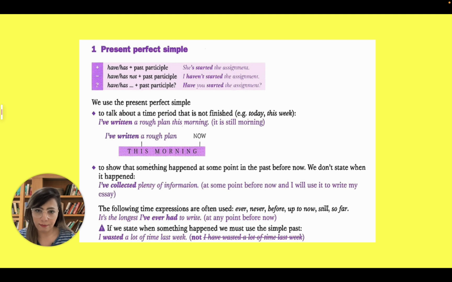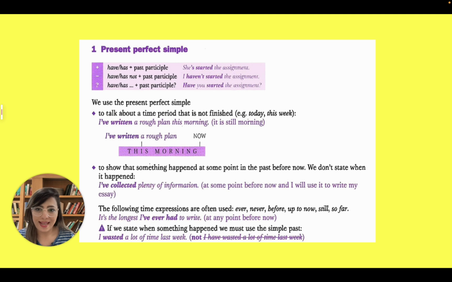I've written a rough plan this morning. This morning and it is still morning. I've written a rough plan. In Farsi we say من یه برنامه جنرال کلی نوشته ام. هنوزم نوشتم امروز صبح یا این صبح که میشه هنوز it is morning. یعنی من یه برنامه کلی صبح نوشتم. امروز صبح نوشتم. For example, I've written a rough plan.